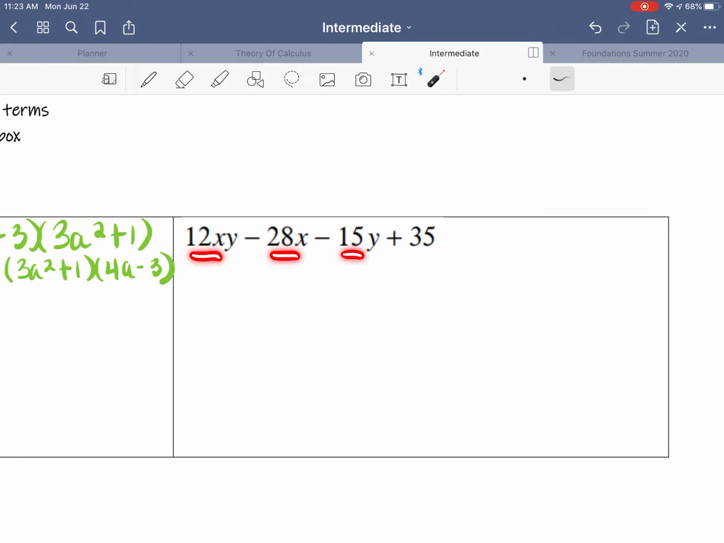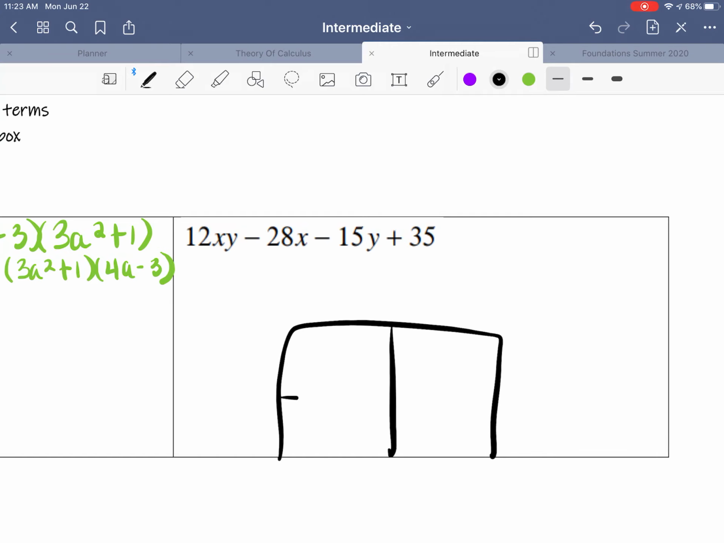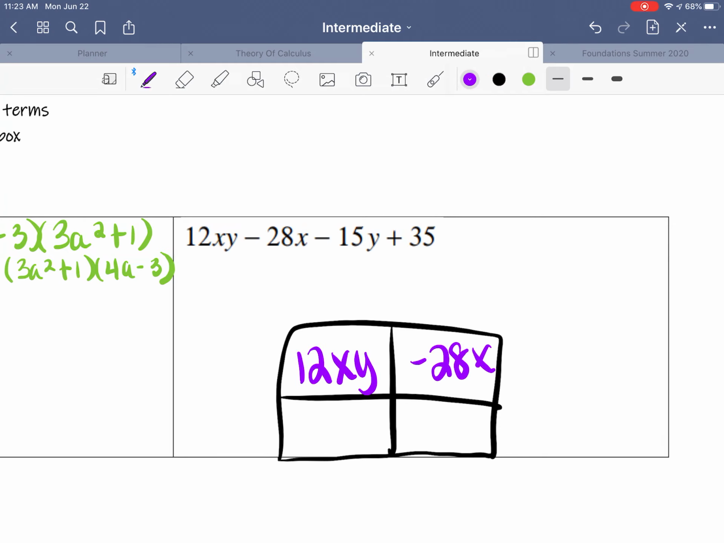First of all, I have 4 terms. Second of all, I'm looking for a greatest common factor. They are not all divisible by the same number. They do not all share the same variable. So I'm going to throw it in a box. Put my terms in there with their signs. And then I'm going to start looking at my groups.